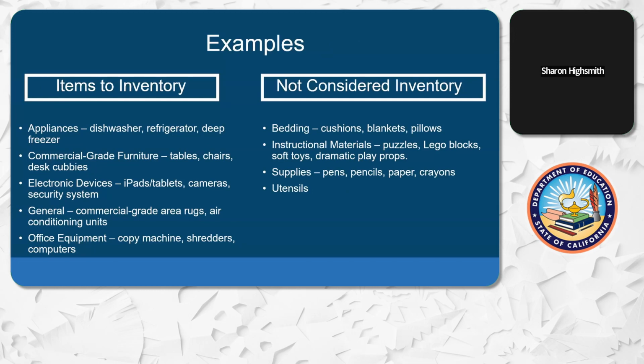CSAM recommends to inventory anything over $500. However, you can inventory items less than that amount. For example, tablets and iPads, since they can easily be stolen, it is a good idea to include them in your inventory. Next.